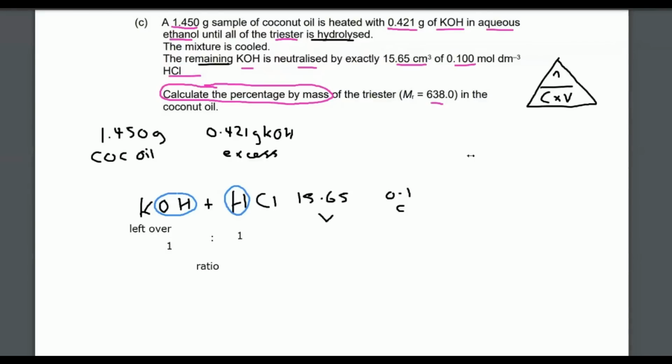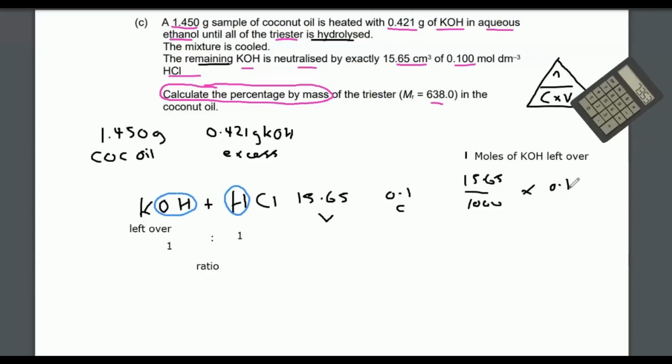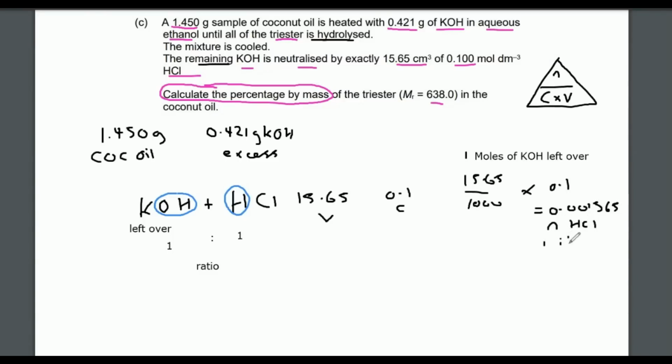So we're going to use n = CV, which you should know from your triangle. And we're going to do 15.65 divided by 1,000 times 0.1. And that's going to get us, if we whack that in the calculator, 0.001565 moles of HCl. We know it was 1-to-1 with the KOH, which tells us that we got 0.001565 also moles of KOH. And that was the moles of KOH left after it reacted with the triester.